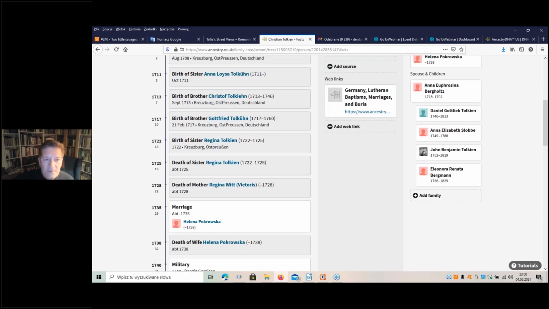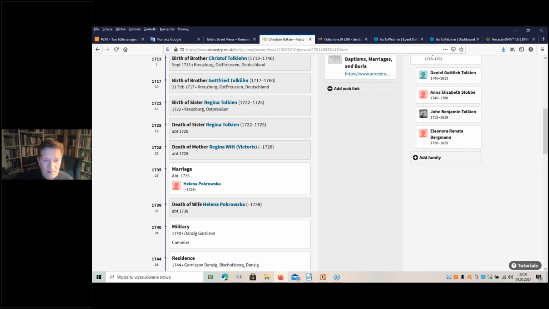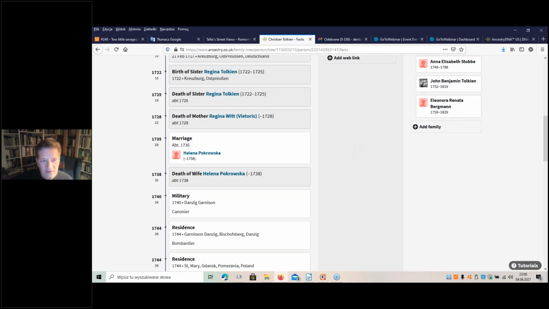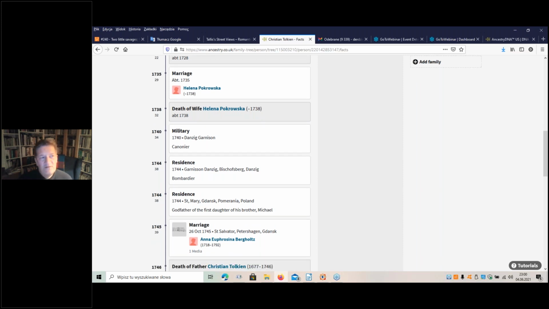His first wife was Helena Pokrowska, a Polish family name, but she died. And then he came to Gdańsk. He became an artillerist, first cannoneer, bombardier, then a Feuerwerker. So it means the fire worker. It brings to my mind Gandalf, who made beautiful fireworks. So I must say that I believe in genetic memory.